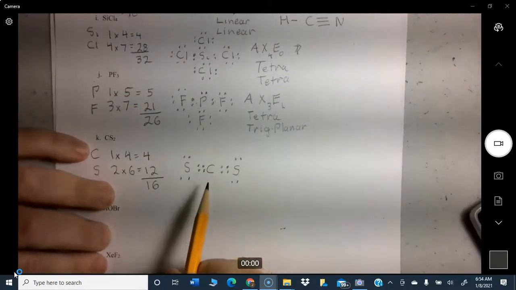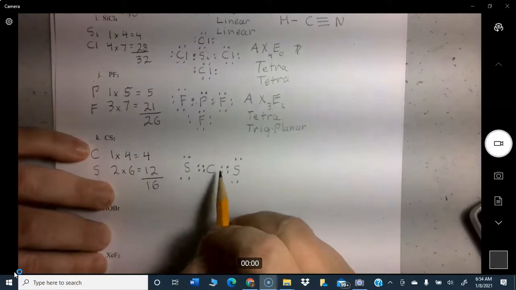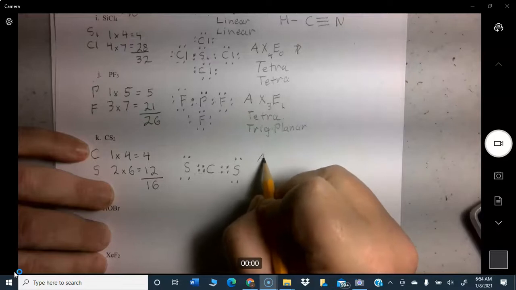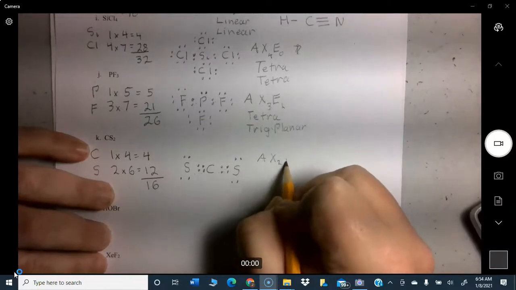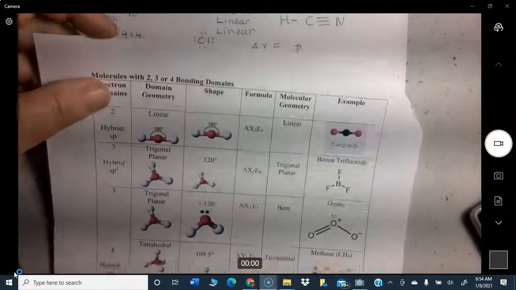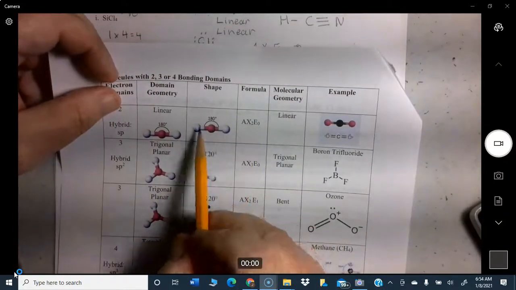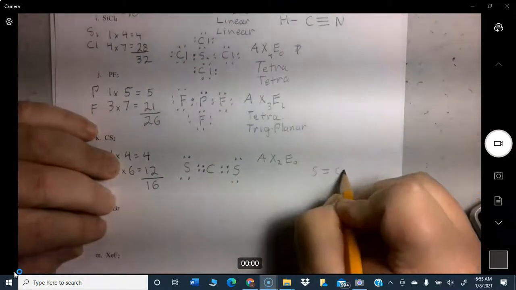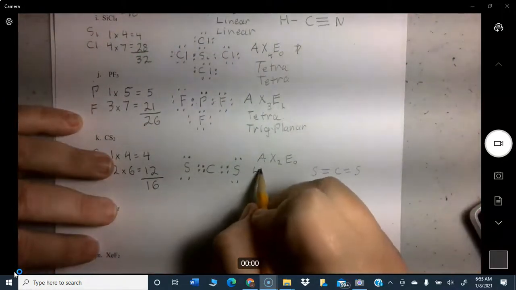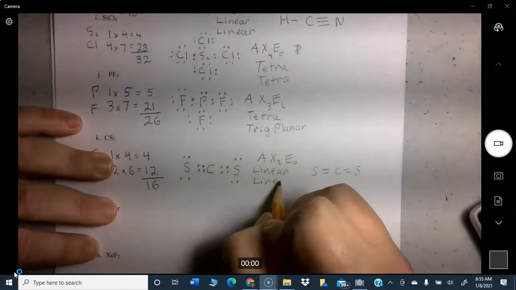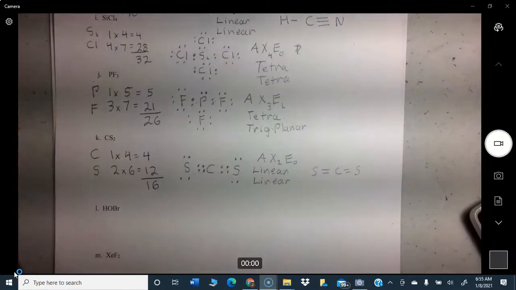Carbon has two electron domains, and both are bonding, and no lone pairs. So we come back to here, AX2E0, that's just going to be a straight line, a linear molecule. Okay, and we should write that. It's both in the linear family, and it is in fact linear. Okay, next up.